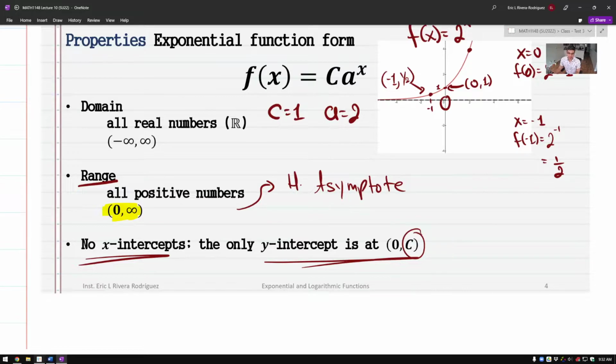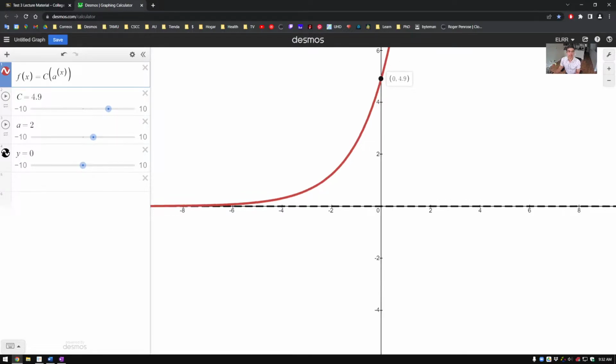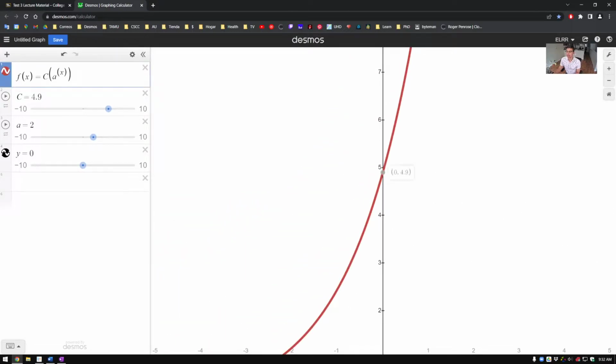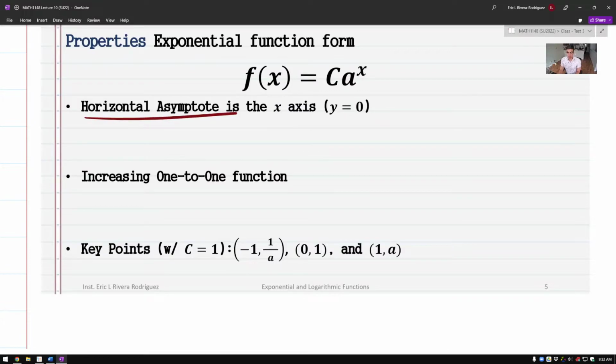But let's see that in Desmos as well. Let's put c equal to 4.9, and we go here, and there is the y-intercept at 4.9. So we have a horizontal asymptote. The horizontal asymptote is at the x-axis, or we can say that it is the x-axis because it's on top of there.